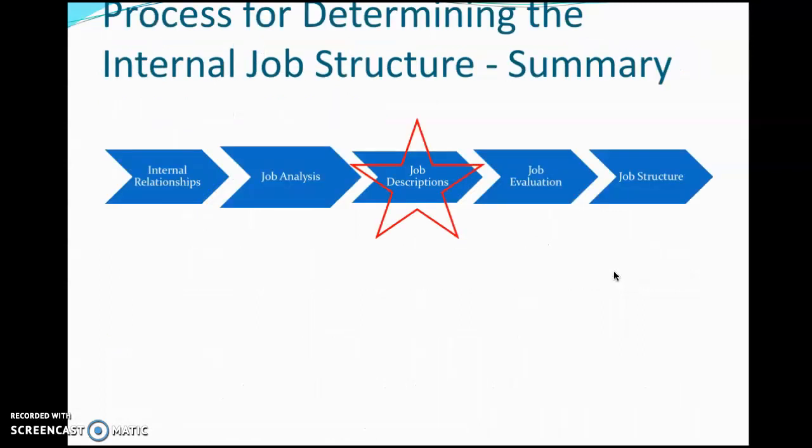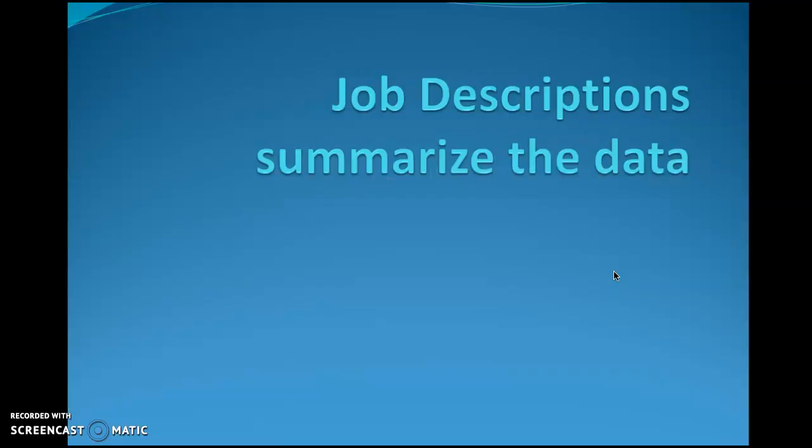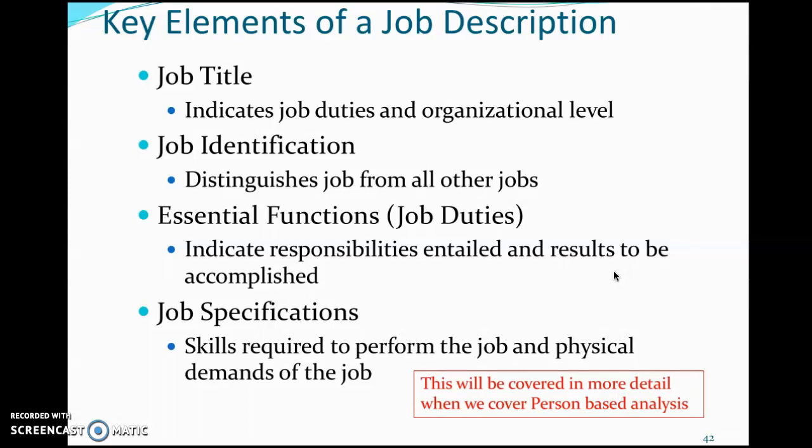Right, so that is it so far, right? The last thing is to really look at what the job description should cover. It definitely should have a job title, some sort of job ID section, the essential functions or TDRs, which are the responsibilities and the results. And then, of course, the personal job specification, which is looking at the skills required to do the job.